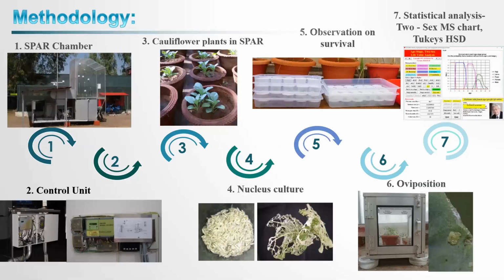One is at ambient and two are elevated temperature and carbon dioxide conditions at the SPAR chamber, which is the Soil Plant Atmospheric Research Chamber located at the Agroclimatic Center, Tamil Nadu Agricultural University, where we have raised the cauliflower plants in pots. The nucleus culture of Plutella xylostella was collected from different locations, and freshly laid 100 eggs were taken and subjected to different treatments.